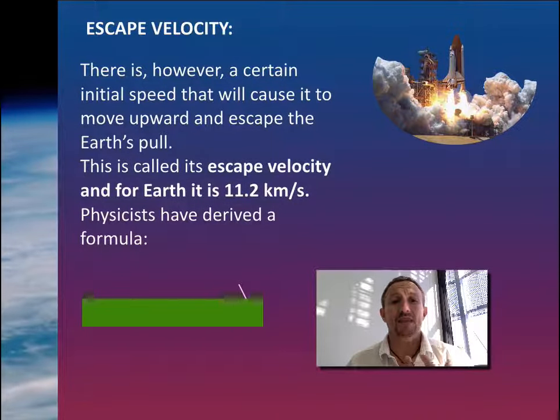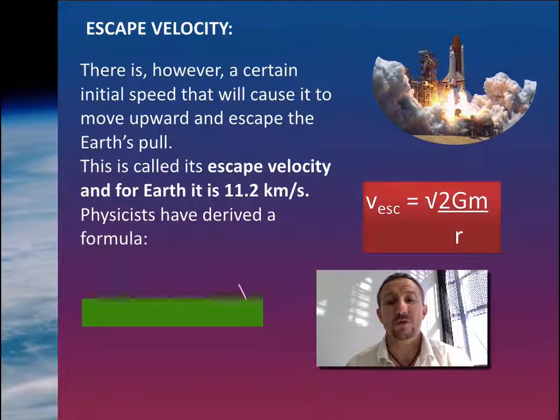So, as we state here, there's got to be a certain speed that will cause it to move upward and escape the Earth's pull. The escape velocity for the planet Earth is 11.2 kilometers per second. That means we've got to hit a speed of 11.2 kilometers per second in order to get out of our atmosphere. Now, basically, the formula that we've got in order to work out escape velocity is given by the square root of 2 times g times m divided by r.